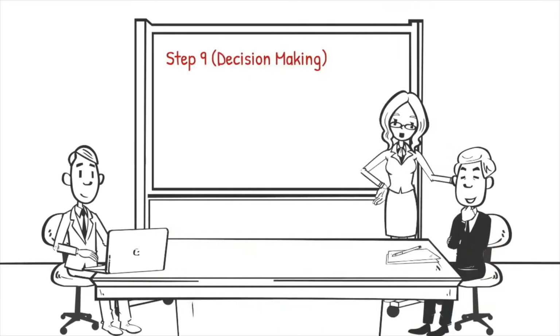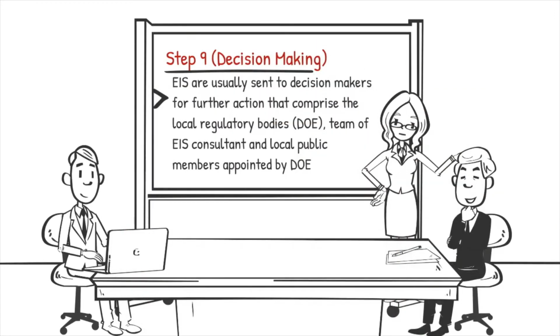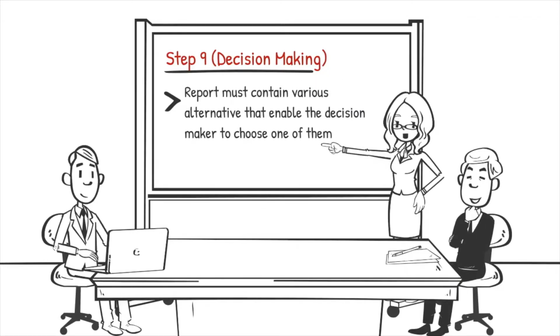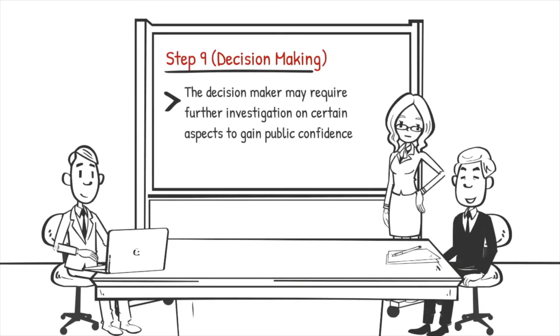Step 9 is about decision making. The Environmental Impact Statement is sent to decision makers for further action, comprising the local regulatory bodies, the team of environmental impact statement consultants, and local public members appointed by the Department of Environment. The report must contain various alternatives that enable the decision maker to choose one of them. The decision maker may require further investigation on certain aspects to gain public confidence. After this process, the construction of the project can be started if approved with or without extra conditions.